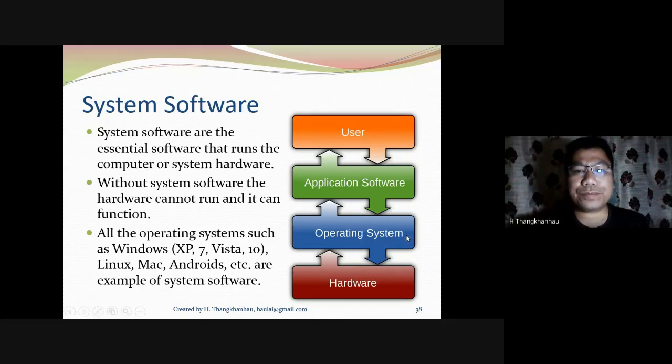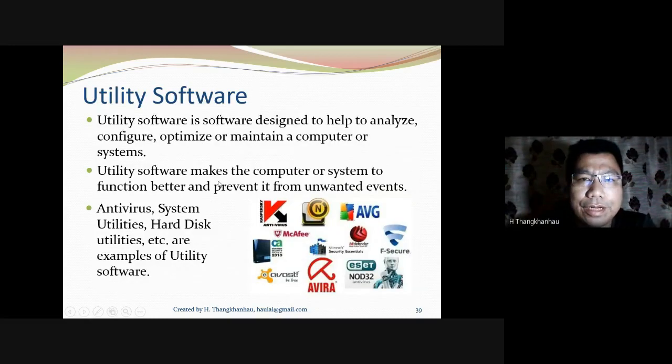So operating systems are the system software. We can say that system software are the necessary software for the functioning of your device. Another example here is Linux, Macs, Androids, etc.